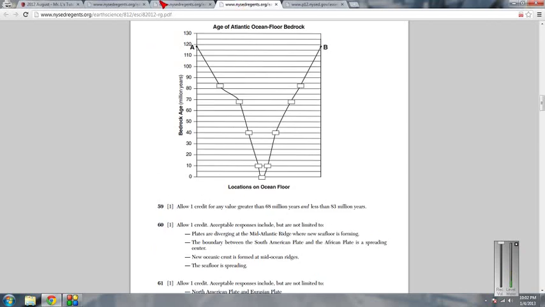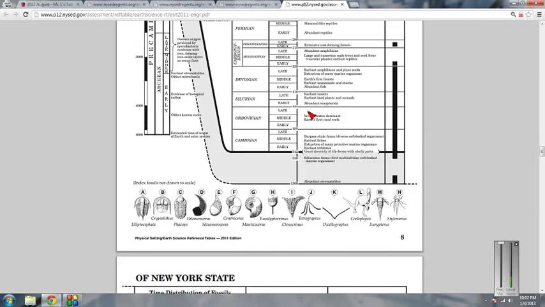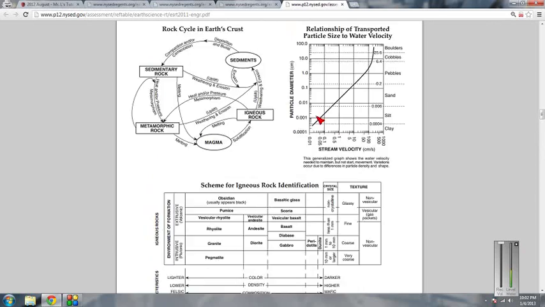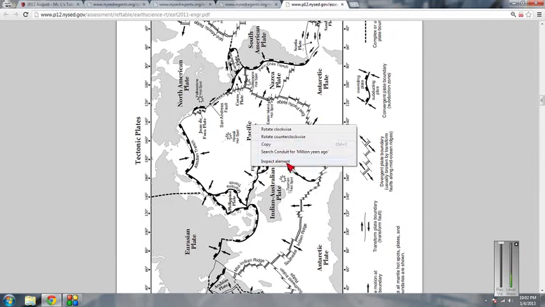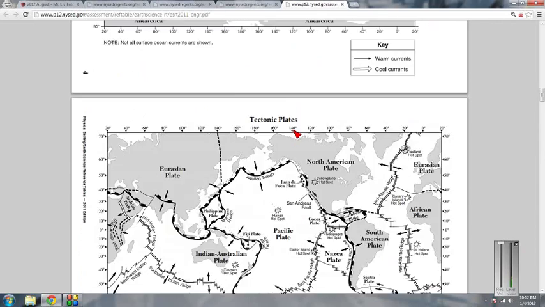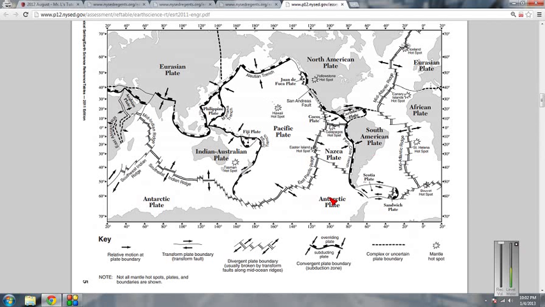But to get that, we can go to the wonderful reference table, of course. And where are we? Okay, we find our tectonic plates. Over here, this is the Mid-Atlantic ridge right here. South America moving away from Africa. Above that, you have the North American plate and the Eurasian plate.